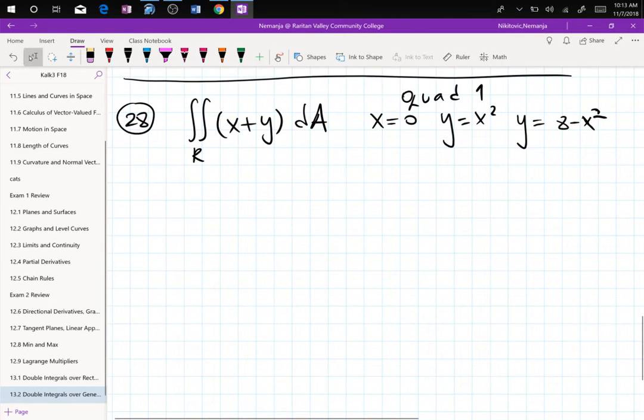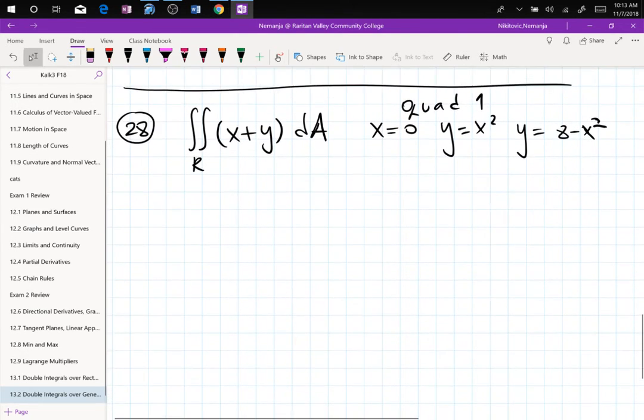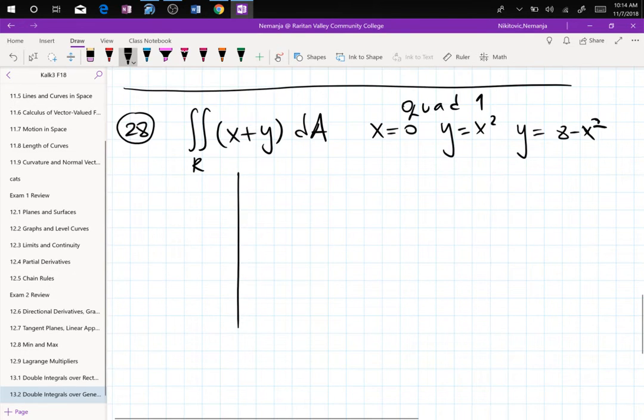The procedure for all of these problems is always the same. You must draw the domain, otherwise you are doomed. So what do I have? Well, I have two parabolas. One opens up, one opens down, right? So I should be able to draw this quickly and efficiently, and then looking at the picture, decide if I'm using dx dy or dy dx, right? That's my first concern.